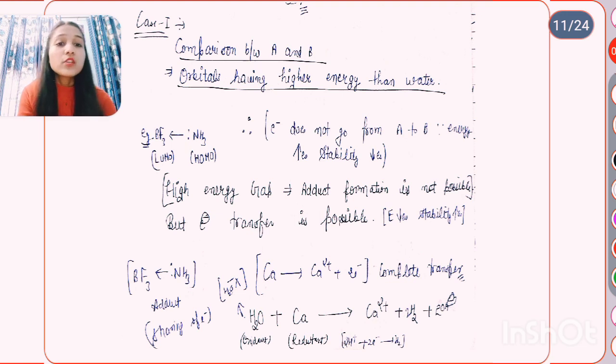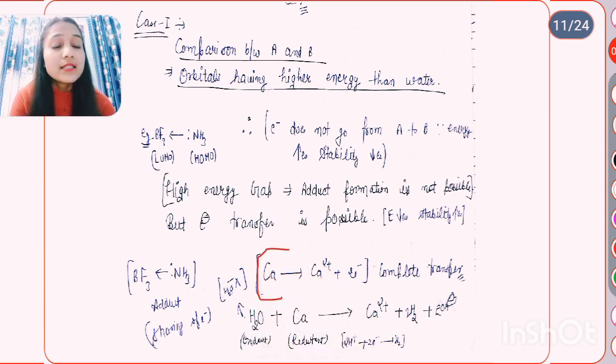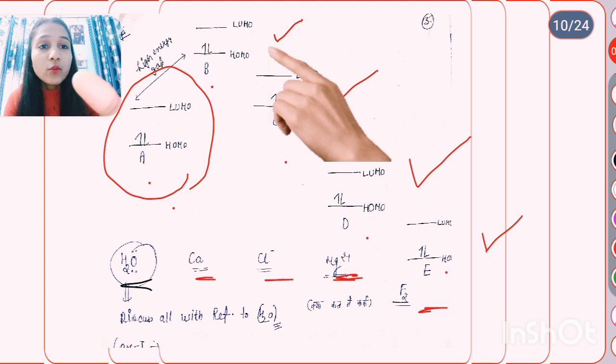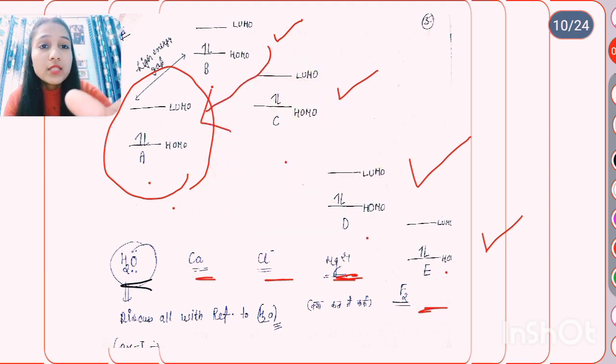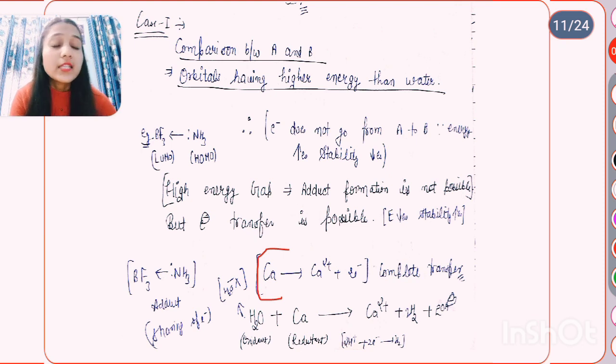You can also read out the information given on the page. But electron transfer is possible. So as calcium has higher energy, it reacts as HOMO. Its HOMO gives electron. It becomes Ca2 positive plus 2 electrons. Similarly H2O here accepts electron from this Ca, and comes out as H2O plus Ca gives Ca2 positive plus H2 plus 2OH negative.